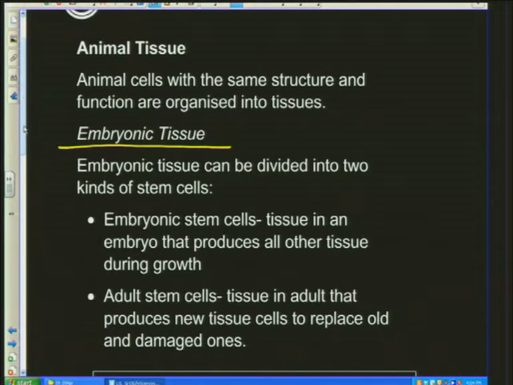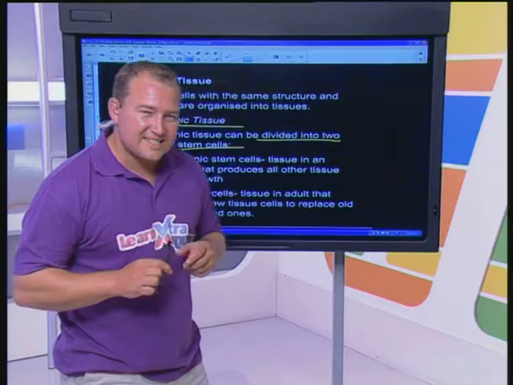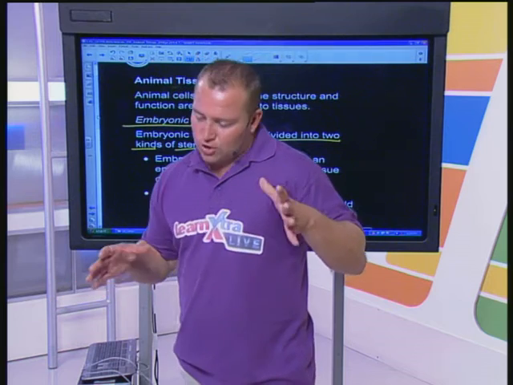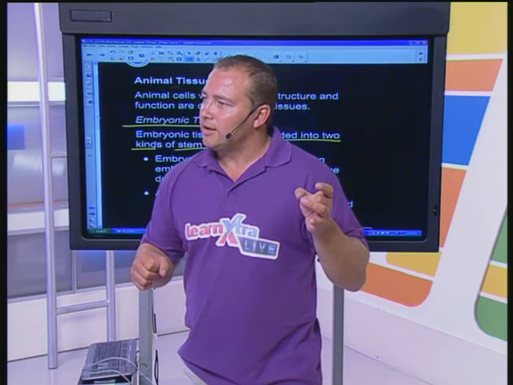On this part, there's a specific word I want you to remember, okay? Here it is. Embryonic tissue can be divided into two kinds of stem cells. Stem cells. Now, a stem cell, okay, that's a cell with a stem, hey? Like a tree's got a stem. Hey, Looney. It does. No, she's so lost already. Oh, a tree has a stem. Yeah, no, a stem cell. A cell with a stem. Stem cell.